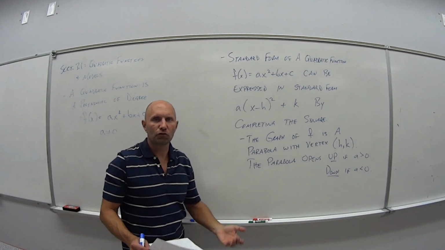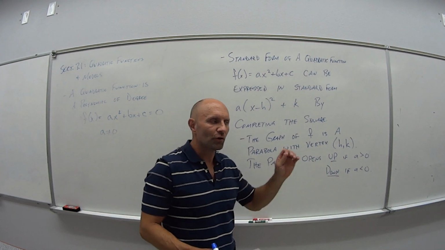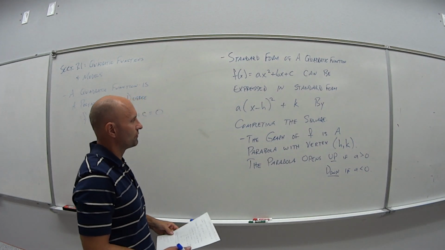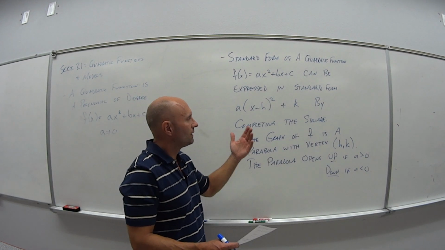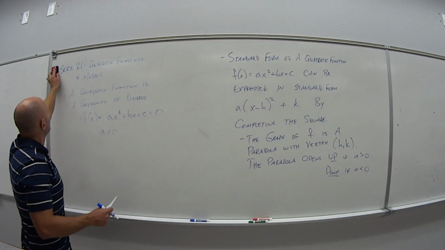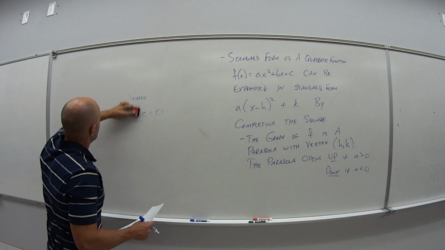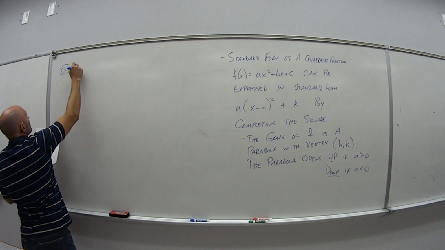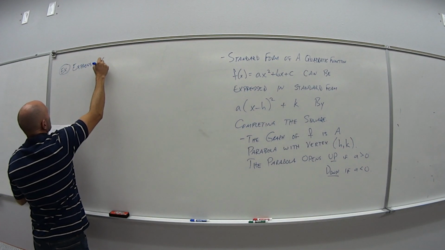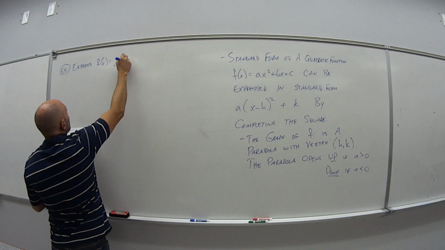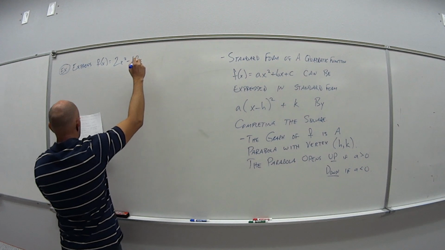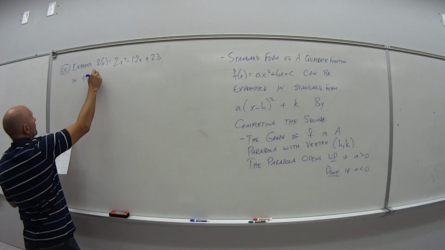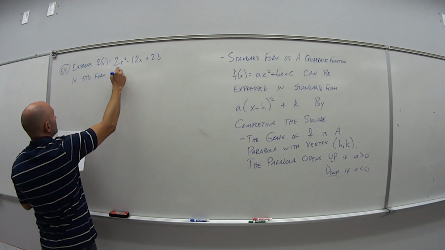So if you're given a quadratic function and you're asked to graph it, you don't necessarily have to plot points. If you convert it to standard form using the transformation of graphs methodology that we learned earlier in the semester, you can graph it in that manner. So let's look at an example. Let's express f of x is equal to 2x squared minus 12x plus 23 in standard form and graph.